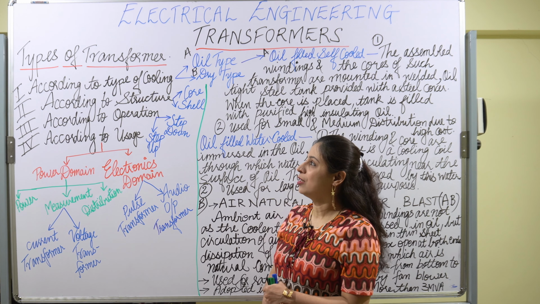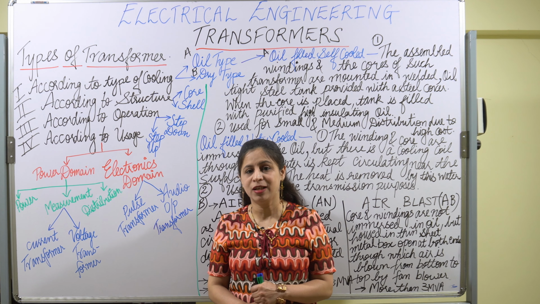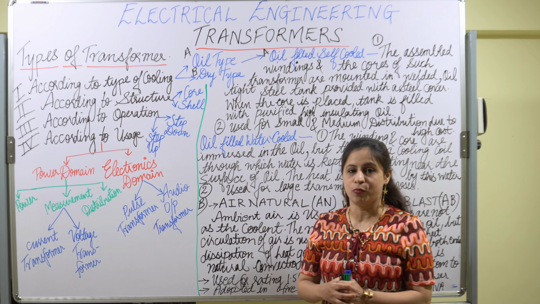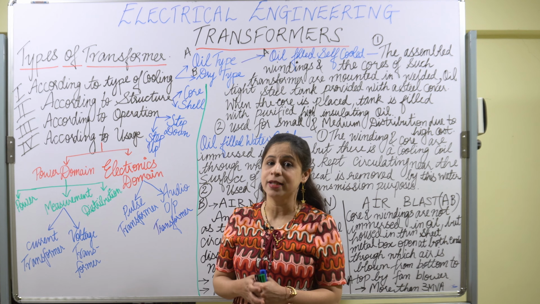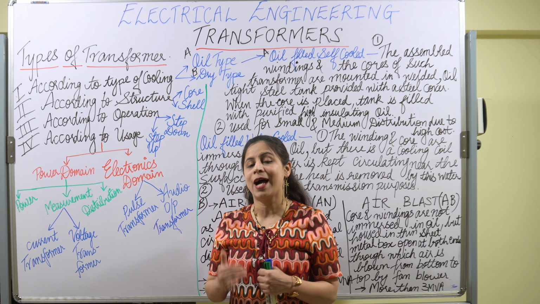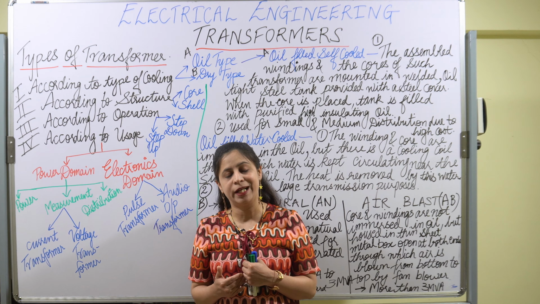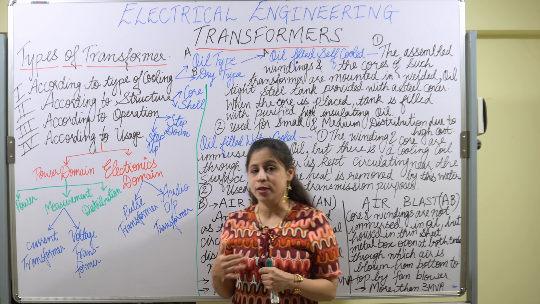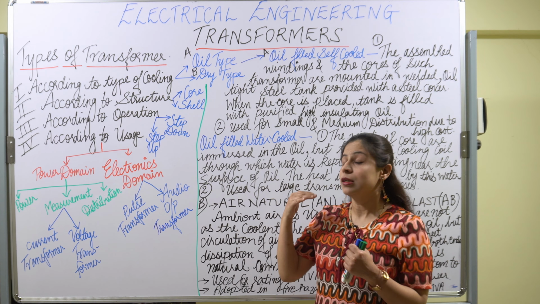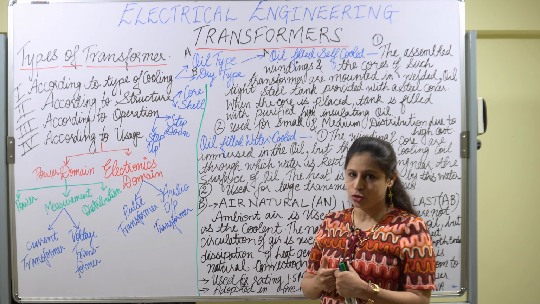So let us start with another topic of electrical engineering, which is types of transformers. We have already seen what is a transformer. It is a static device for converting low voltage at high current to high voltage at low current and vice versa. Okay, so we have already gone through what is the transformer. Now let us see what are the types of transformers.